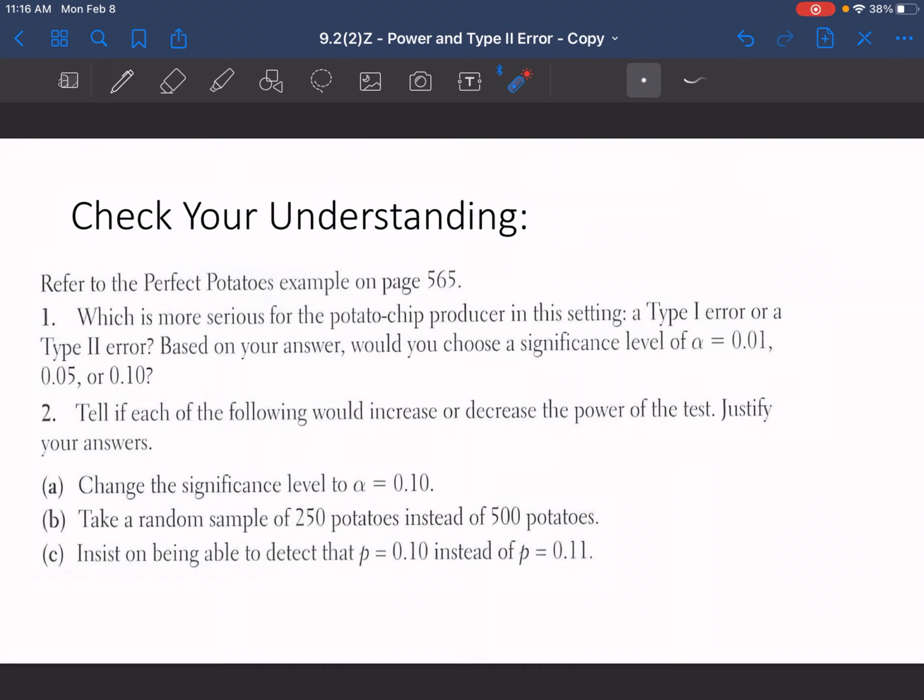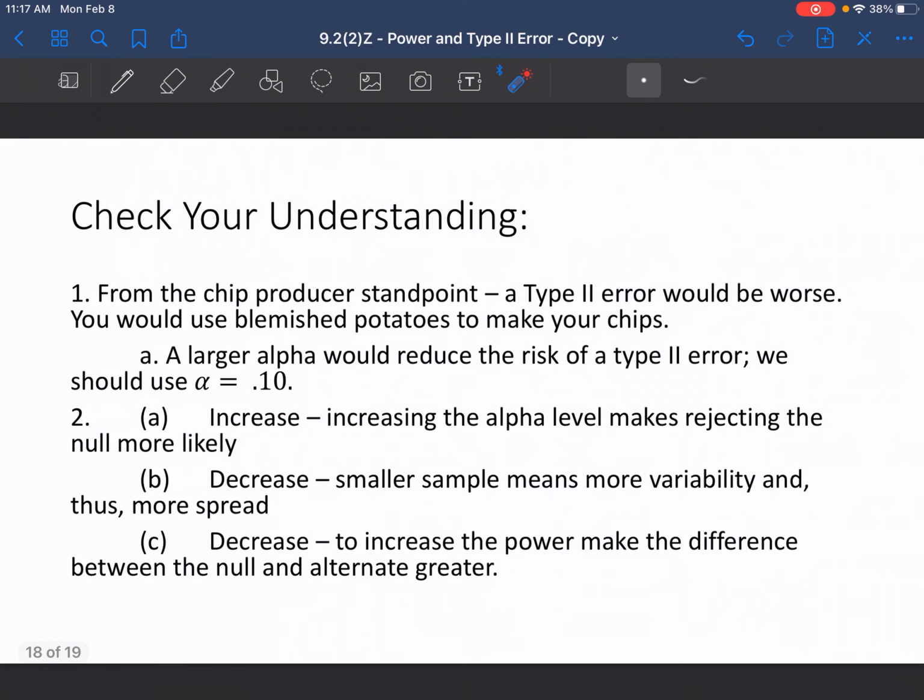Number 2 for this example says, tell if each of the following would increase or decrease the power of the test, and we want to justify our answers. So part A says that we could change the significance level to 0.10. B says to take a random sample of 250 potatoes instead of 500 potatoes, and C insists on being able to detect that our proportion is 0.10 instead of 0.11.